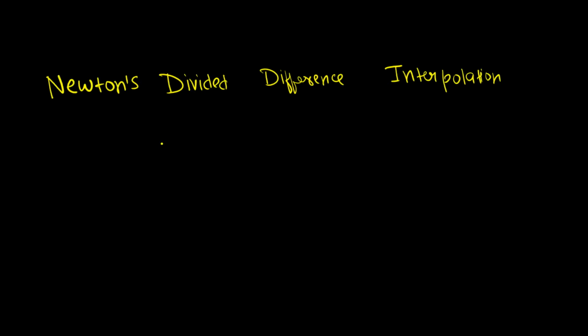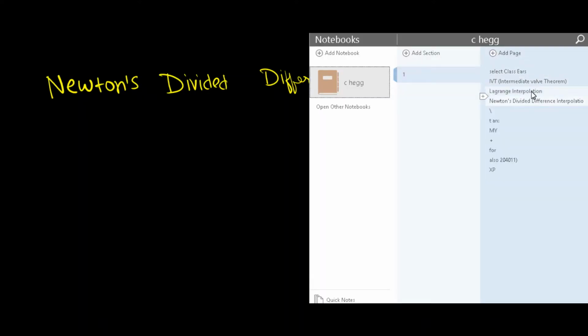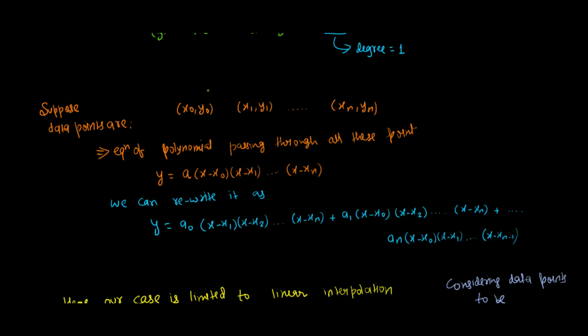In this lecture, we will be discussing Newton's divided difference interpolation, or better said, Newton's interpolation. But before starting this topic, let me remind you what we read in the last class. Suppose we are given n data points, so we can always have a polynomial of degree n minus 1 which passes through all these points.